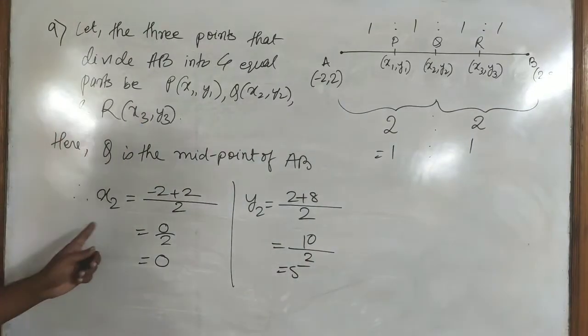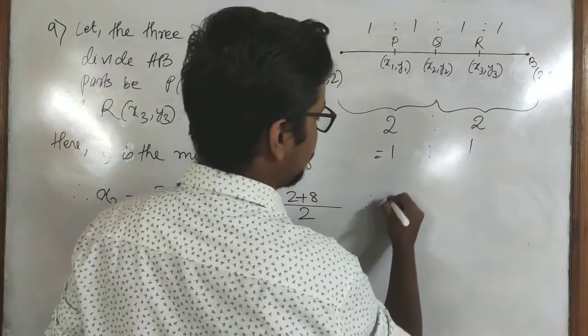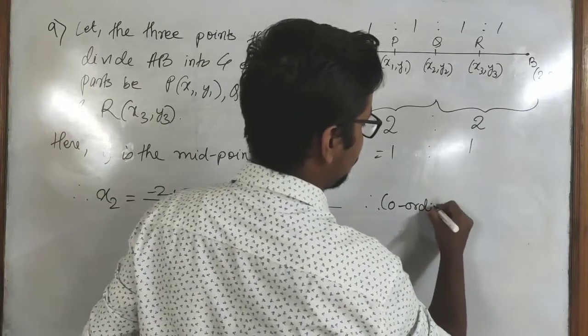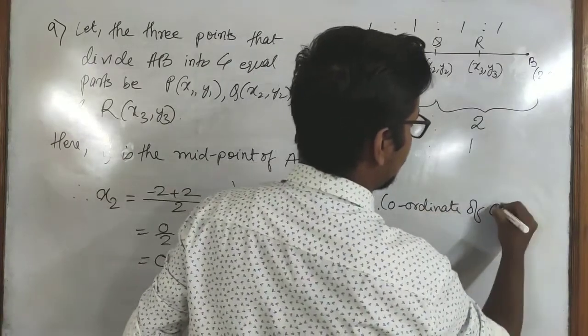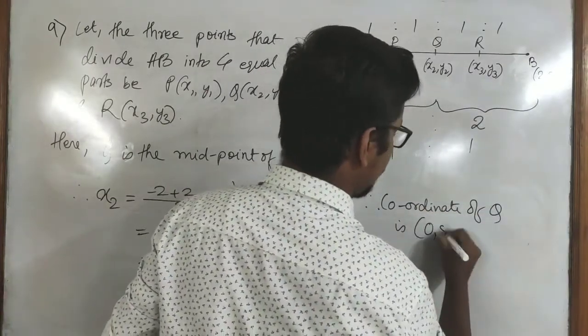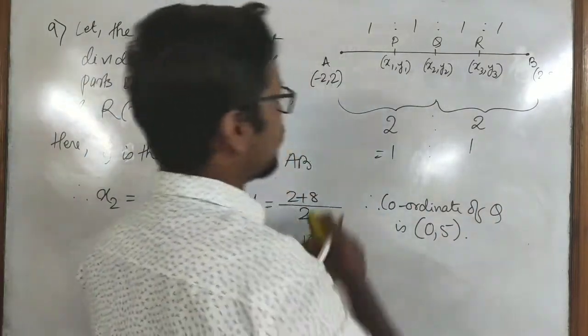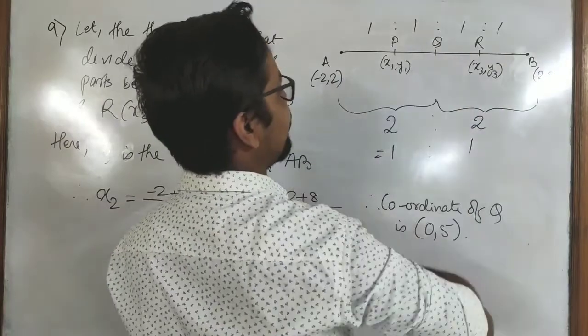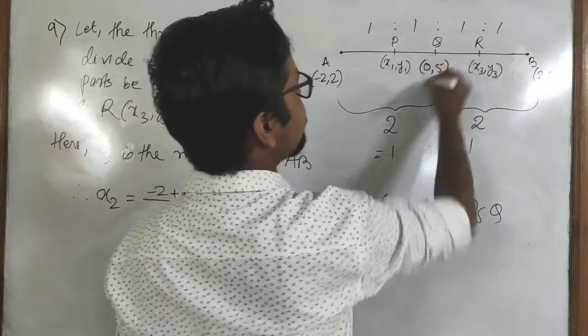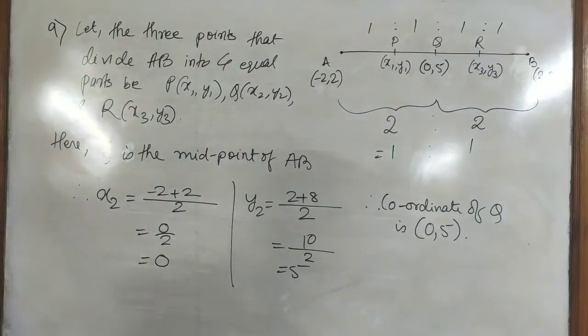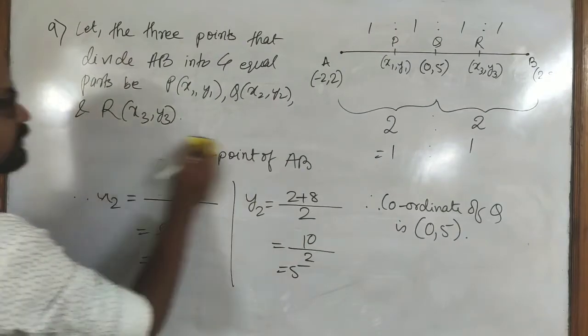So the coordinate of Q is 0, 5. So we have found the coordinate of Q and Q has become 0, 5. So we can write it here, 0 and 5. So one point we have found out. Now let's move on to the remaining ones.